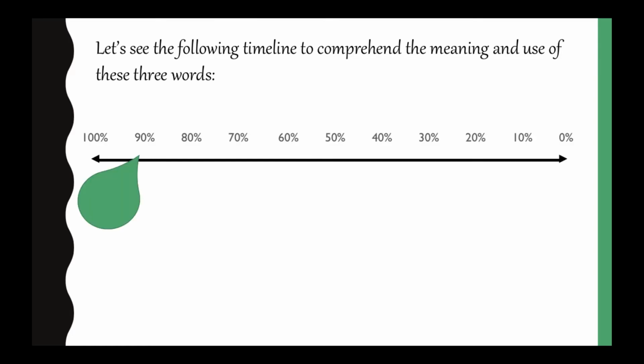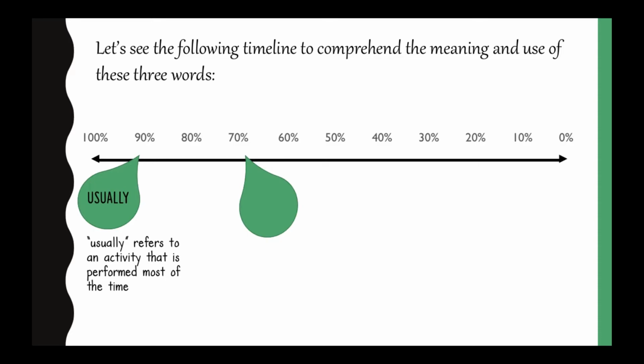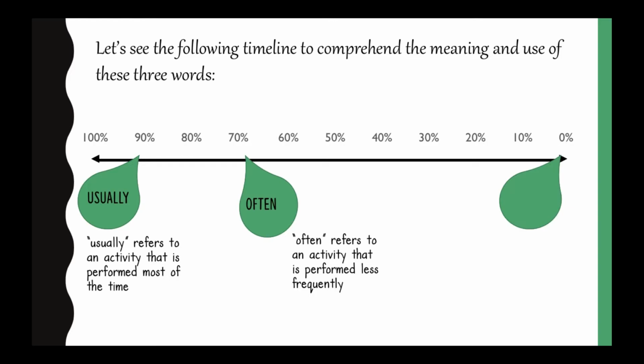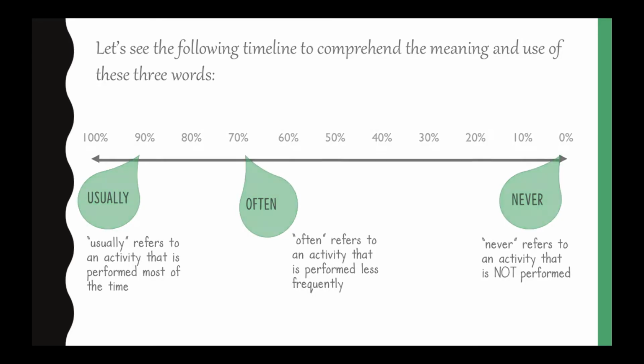90% of the time is represented with usually. Usually refers to an activity that is performed most of the time. 70% of the time is represented by often. Often refers to an activity that is performed less frequently. And 0% of the time is represented with never. Never refers to an activity that is not performed at all.